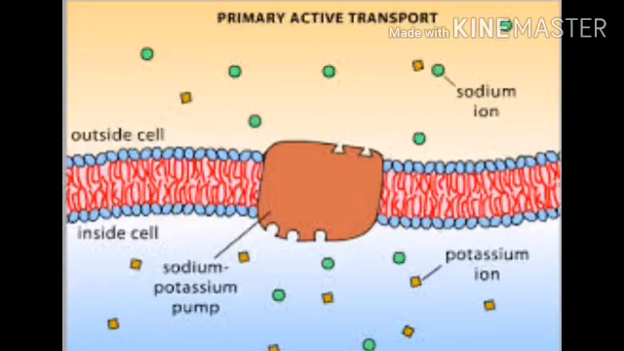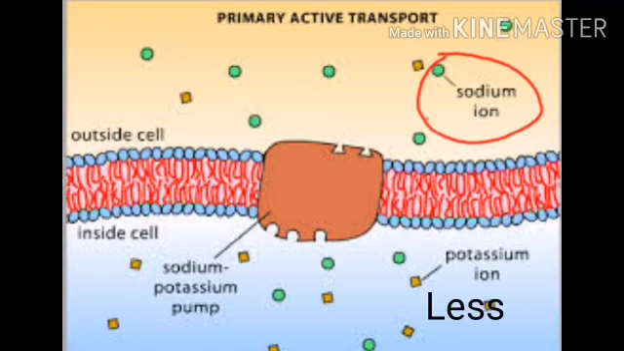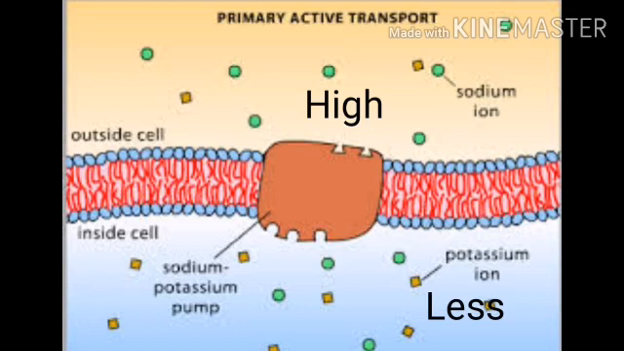So this is the cross-section view of the cell. The outer boundary is the lipid bilayer membrane. Let's say this is the inside and this is the outside of the cell. Let's say, for example, in the case of an animal cell, sodium concentration is low inside and very high outside. So in this case, we want to transfer sodium outside the cell from the inside. So we are going against the concentration gradient. For achieving this task, we need energy.